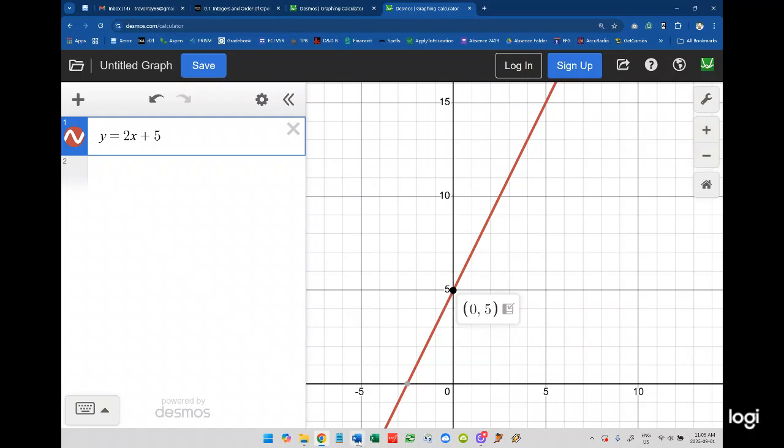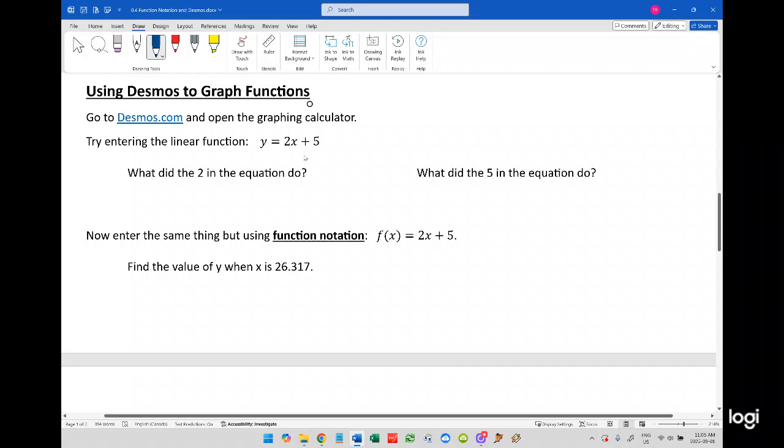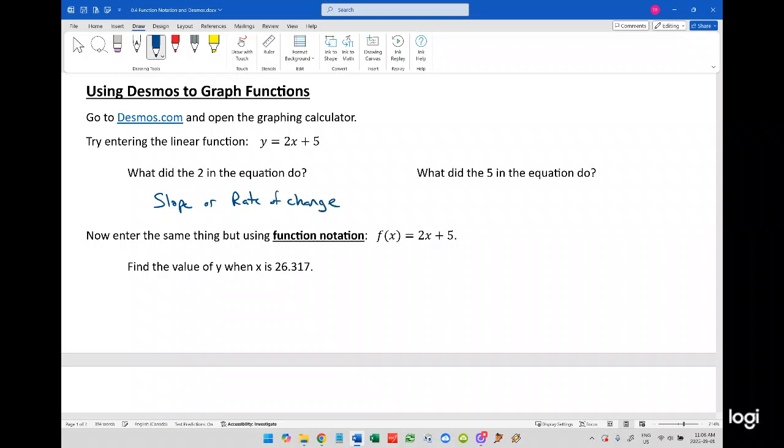So then the next part is, what does the 2 and the 5 do in that equation? You might remember this from grade 9. The 2 in the equation gave us the slope, or the rate of change, which is a fancy way of saying every time my x value gets bigger by 1, my y value gets bigger by 2. Add 1 to x, add 2 to y. The 5 in the equation was the y-intercept. It's a starting value. So it's the value of y when x is 0.